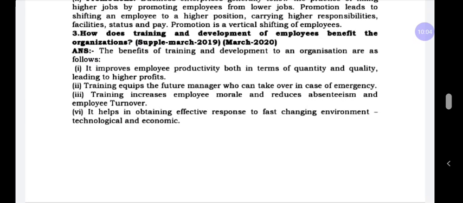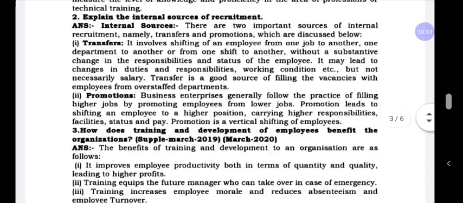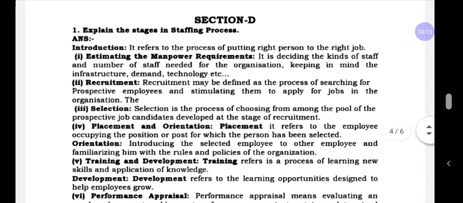For 4 marks, you can write only 4 points. Each point carries 1 mark. This is all regarding the Section C questions. In the next class, I am going to continue with Section D.